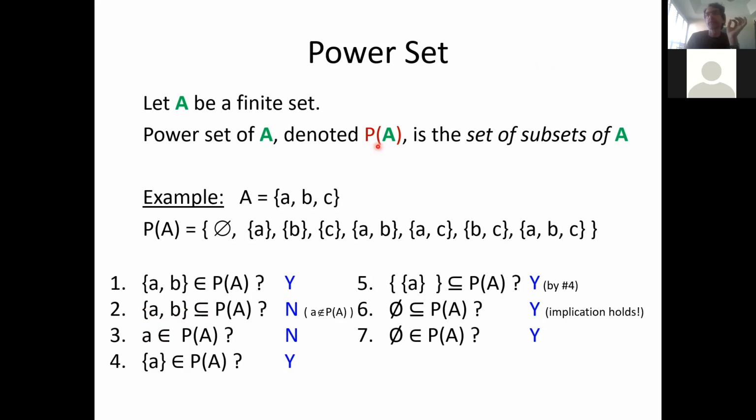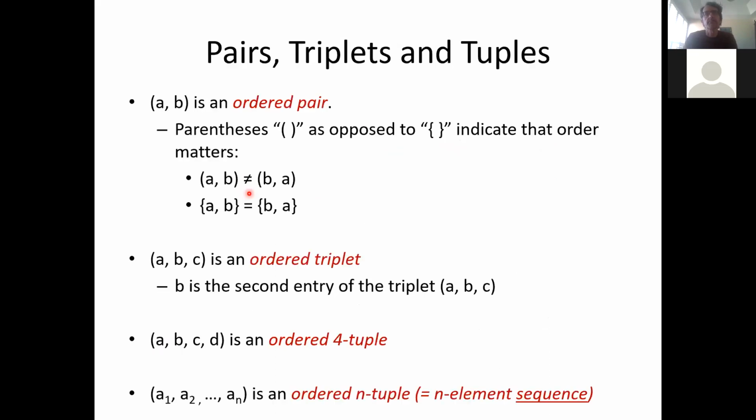Power set is a set of sets. Every element of a power set is a set, right? Because a subset is a set. Little a is not a set. Okay, so it's not a member of the power set. Power set is a set of sets. Of course, not all sets, right? Only subsets of A. But first of all, they have to be sets.